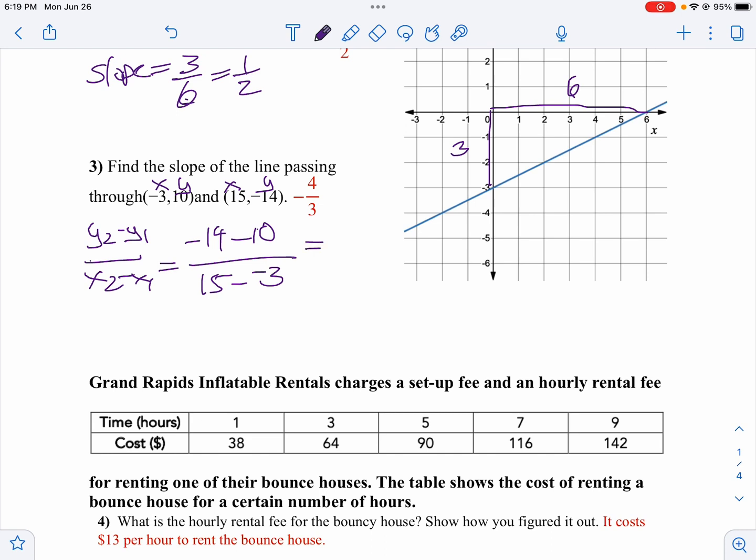Well, negative 14 minus 10 is negative 24. Remember, when you subtract a negative, you actually add it. So 15 plus 3 is 18. And I notice 24 over 18 reduces. I can reduce them both by 6, and you get negative 4 over 3, which I wrote in red for you, in case you can't read my chicken scratch. And there's our answer.